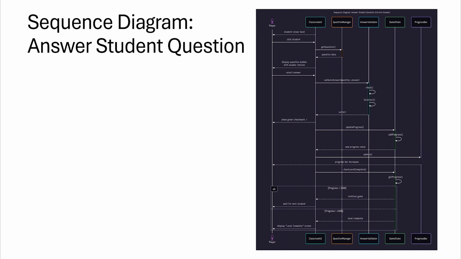The Answer Student Question sequence diagram shows our core gameplay. When a student raises their hand, the player clicks them. Question Manager retrieves the question data and displays it. The player selects an answer, which goes to Answer Validator to check correctness. For a correct answer, we show a green check mark. Call Update Progress on Game State and check if the level is complete. If progress is under 100%, we continue. If progress is at 100%, we display Level Complete.